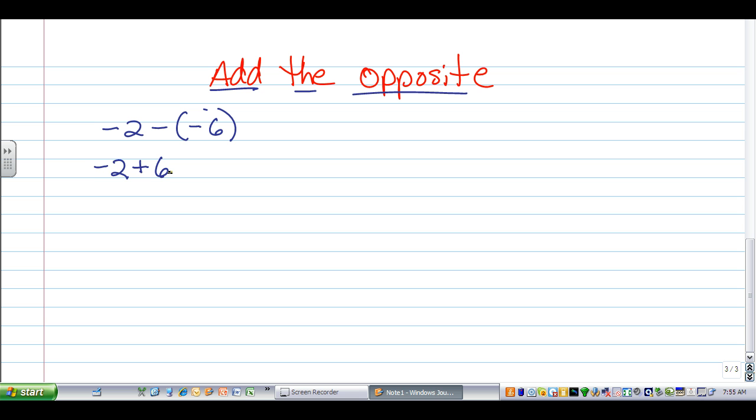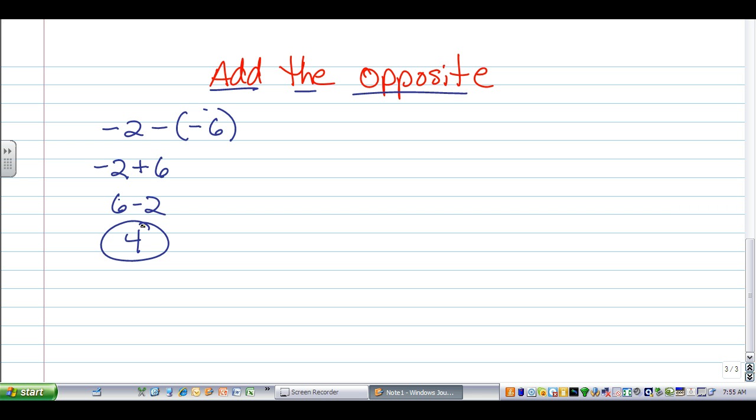And now I have an addition problem, and I've got one of each. I've got a positive and a negative. So we go back to our addition rules, and when we have one of each, we subtract, and then we take the sign of the highest absolute value. And I go back to when I was adding the opposite. So I go back here, and this is a positive, so this is a positive. I don't have to put it. So the answer is 4.